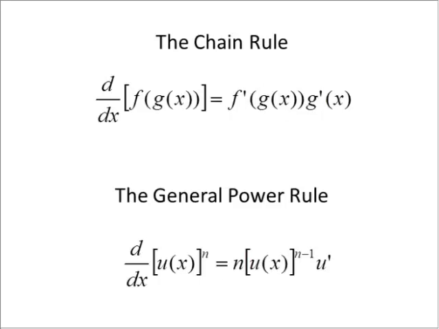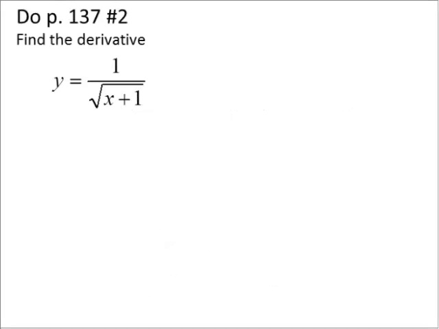In general, the general power rule says that you will bring your exponent out in front, rewrite it, lower the exponent by 1, and then take the derivative of what's inside. It will be easier for us to just go ahead and do some examples. So the first example I'm going to do is on page 137, number 2.